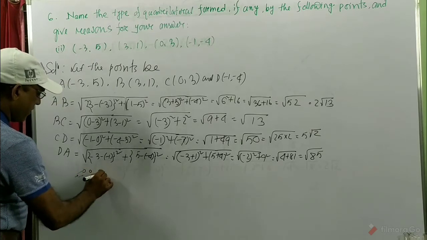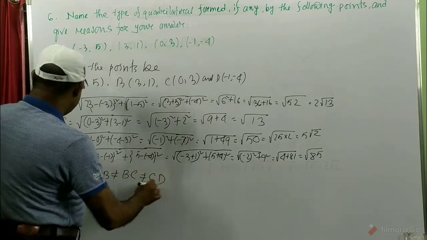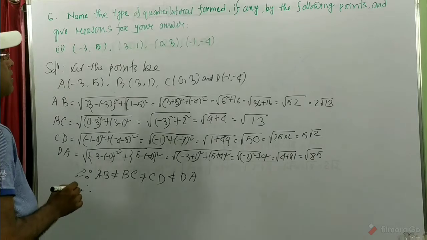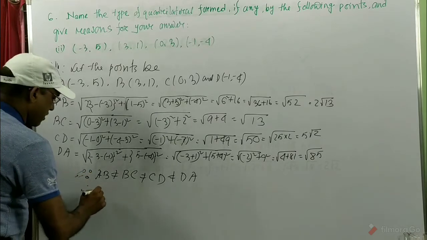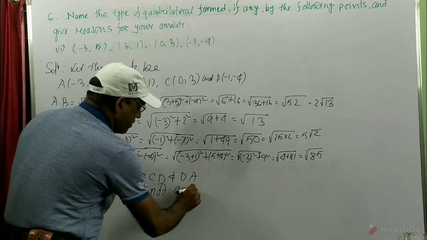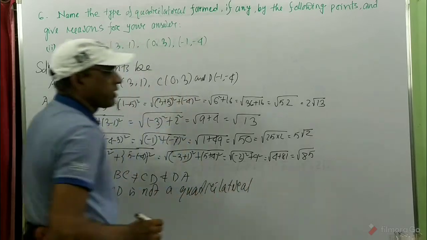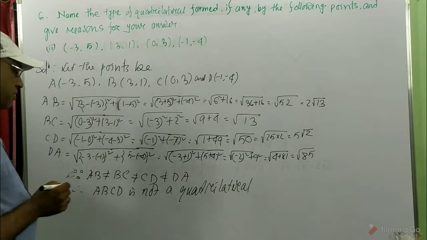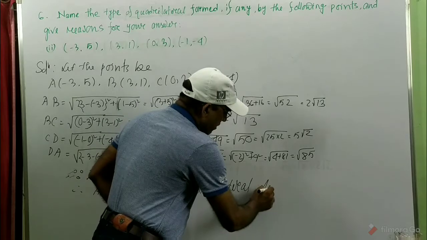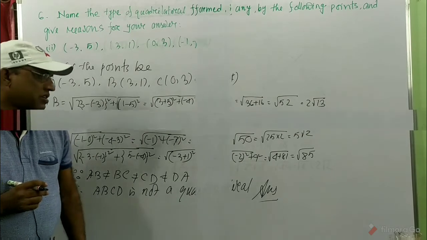Since AB is not equal to BC, not equal to CD, not equal to DA, therefore ABCD is not a quadrilateral. Answer is no. This is not a quadrilateral, or these points cannot form a quadrilateral. So this is our solution.